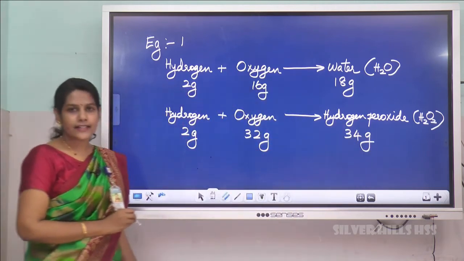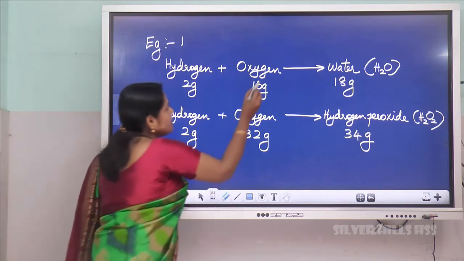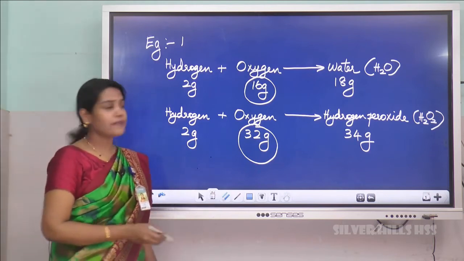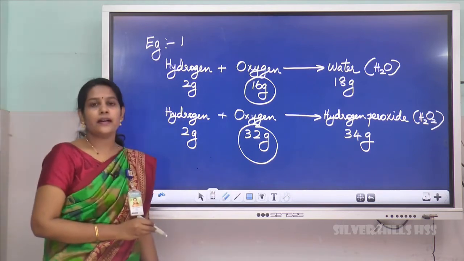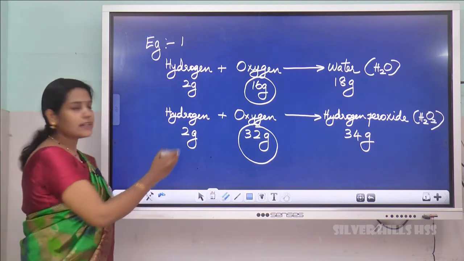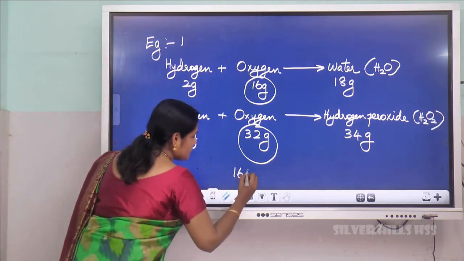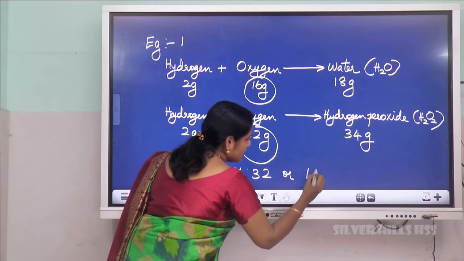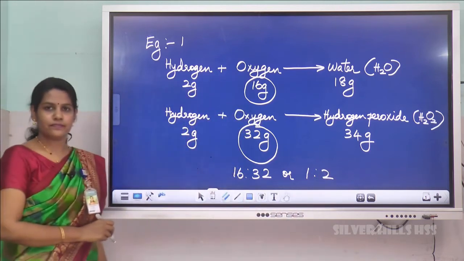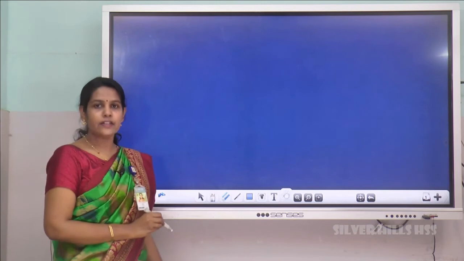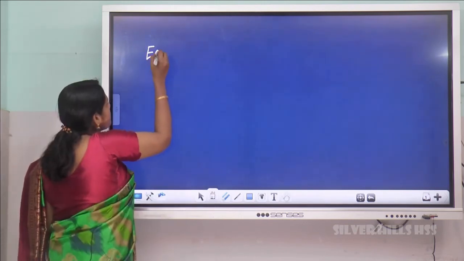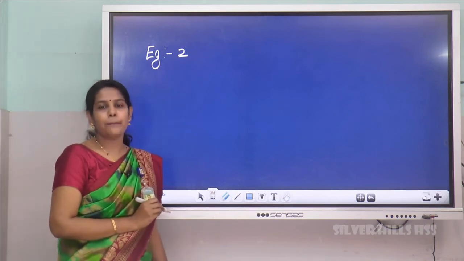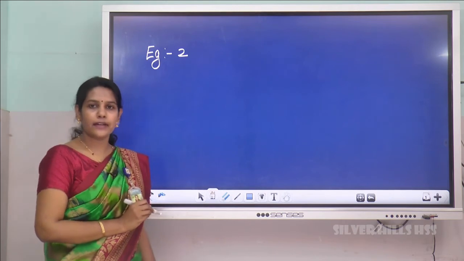Here you can see that the masses of oxygen, that is 16 gram and 32 gram, that combine with a fixed mass of hydrogen, that is 2 gram, bear a simple ratio, that is 16:32 or 1:2. Second example to illustrate the same law. So here carbon and oxygen combine and we get carbon monoxide and carbon dioxide.